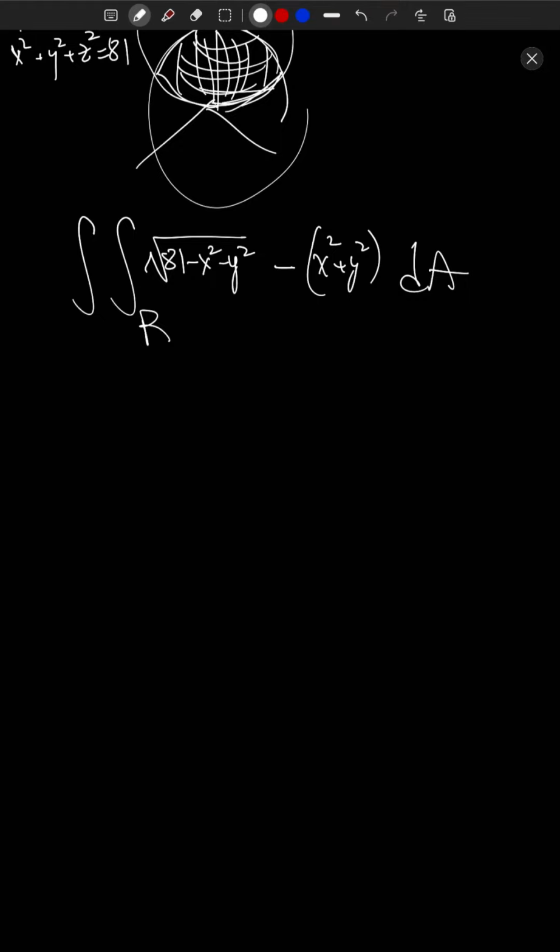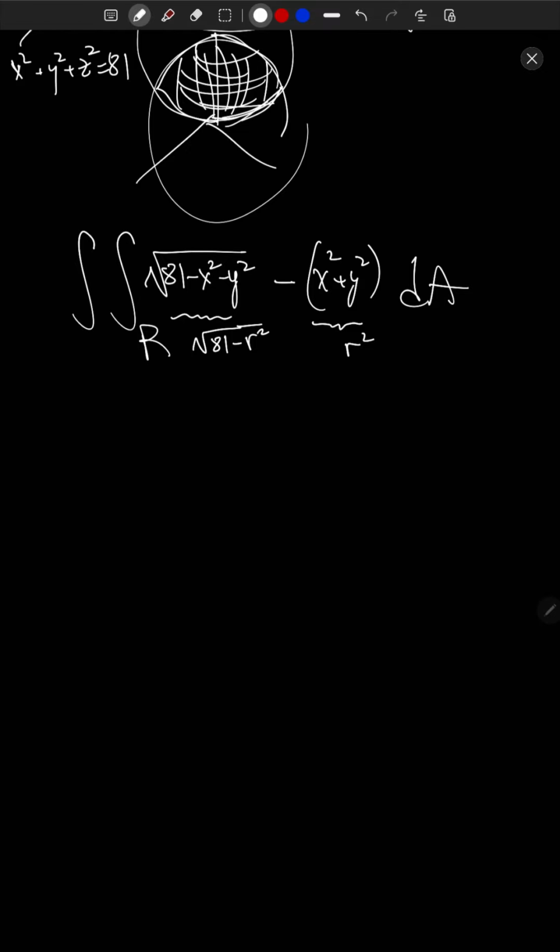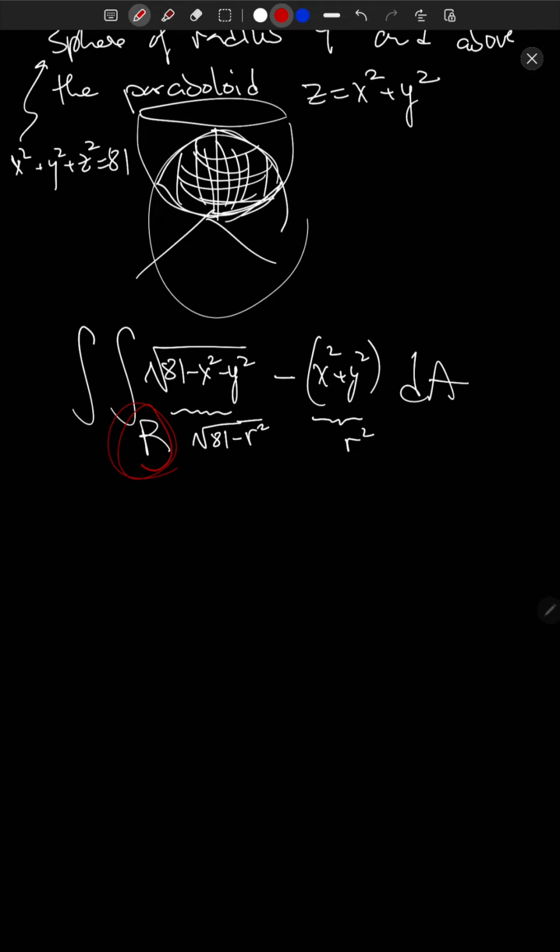Already this looks kind of unpleasant if we do this with rectangular coordinates. But with polar coordinates, if we do the conversion, this x squared plus y squared is going to turn out a lot nicer. It's just going to be r squared, right? And then this guy right here is going to be the square root of 81 minus r squared. Okay. All right, so it looks a little nicer. But again, the real power of polar coordinates comes in when we talk about the region. What exactly is the region of integration?